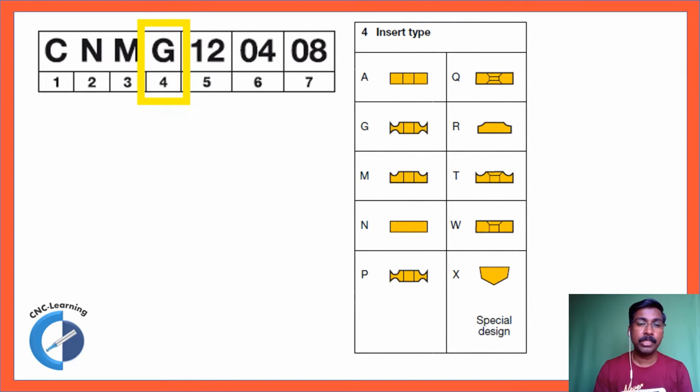And G stands for the insert type. Whether it is a plain insert, with hole, without hole, with chip breaker, or without chip breaker, all this information defines the insert types. G stands for an insert with a hole and chip breaker on both sides.